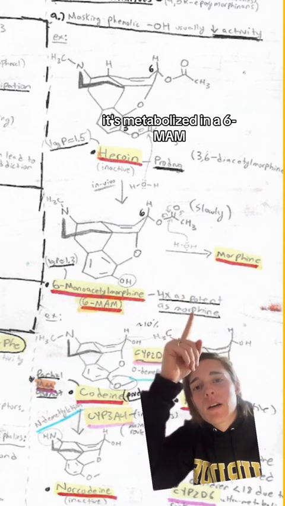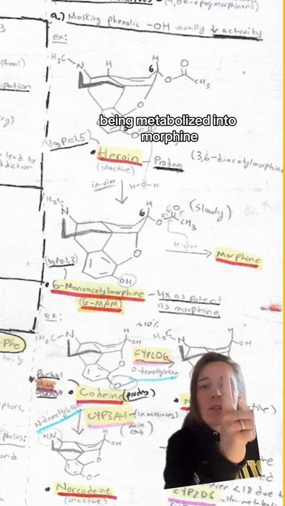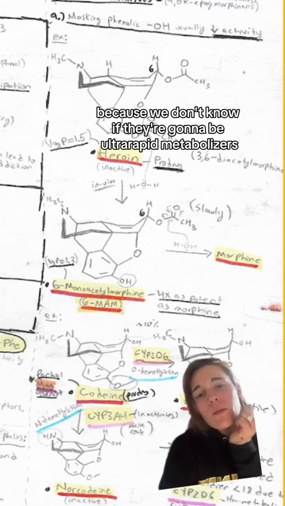A couple more examples of prodrugs are heroin. It's metabolized into 6-MAM or 6-monoacetylmorphine and then morphine. So we can tell if someone's used heroin because we check for 6-MAM in the urine. And then we have codeine being metabolized into morphine via 2D6 and then inactivated via 3A4. So it's not recommended to give children codeine because we don't know if they're going to be ultra-rapid metabolizers and ultra-rapidly metabolize it into morphine.